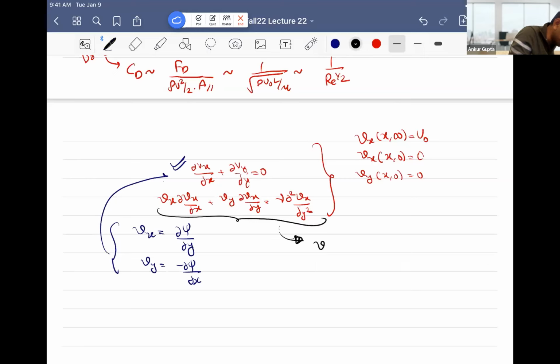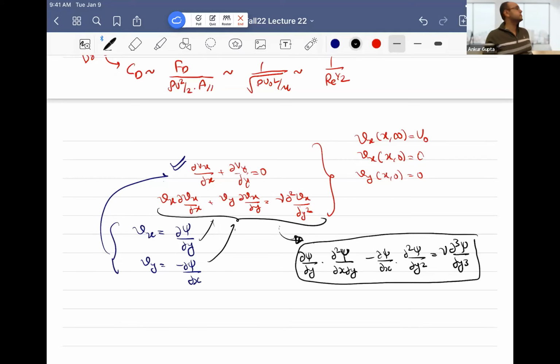Vx, so I will just write it down for you. It's del psi by del y, del square psi by del x del y. So I'm just substituting this here. Then I have minus del psi by del x, del square psi by del y square, equals nu del cube psi by del y cube.